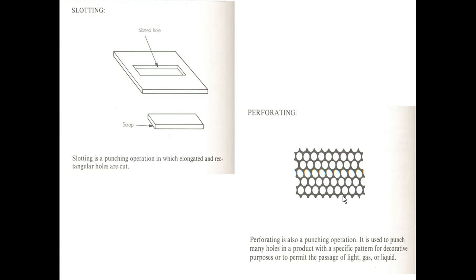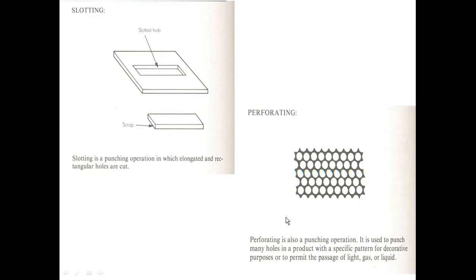Then slotting. Slotting is a punching operation in which rectangular holes are to be cut. It is similar to the punching operation. In punching, circular holes are to be cut, but in slotting, rectangular holes are to be cut, and the part which is cut out is scrap, whereas the strip along with the slot is the required one.